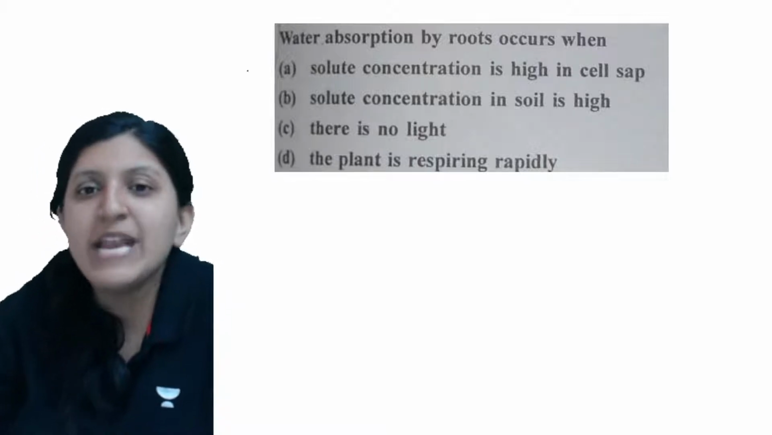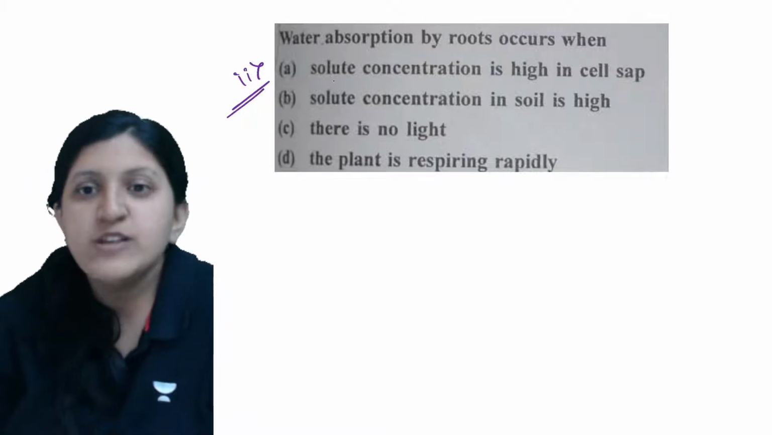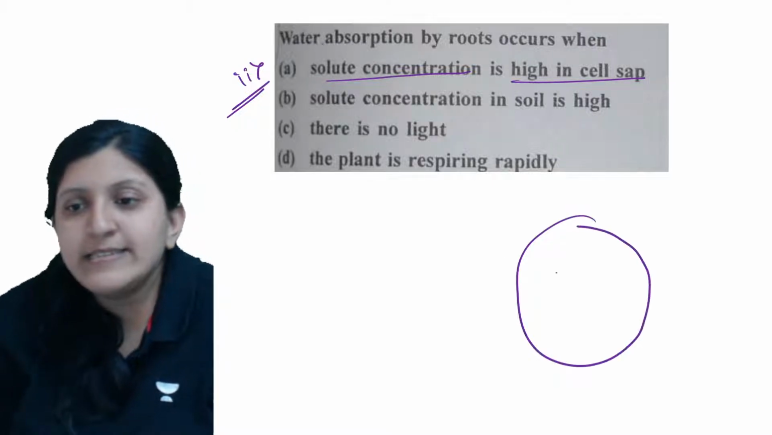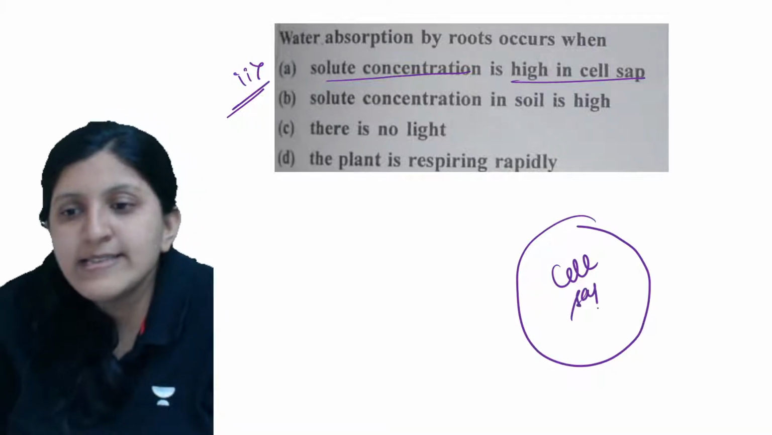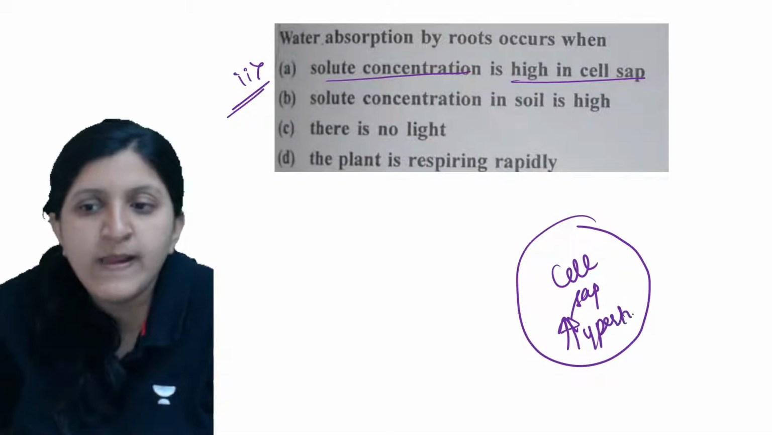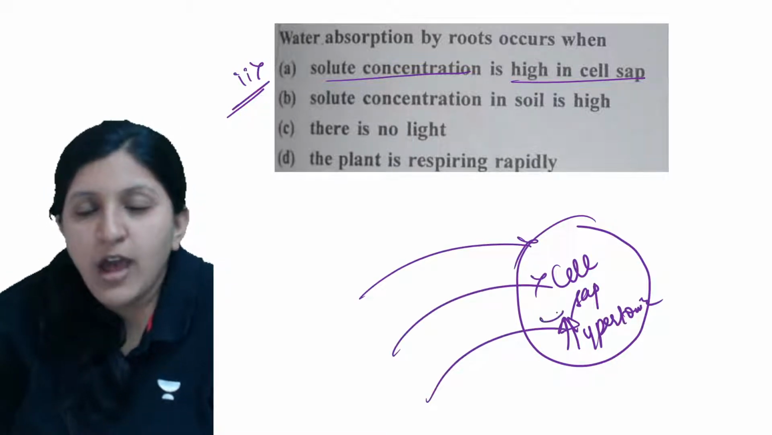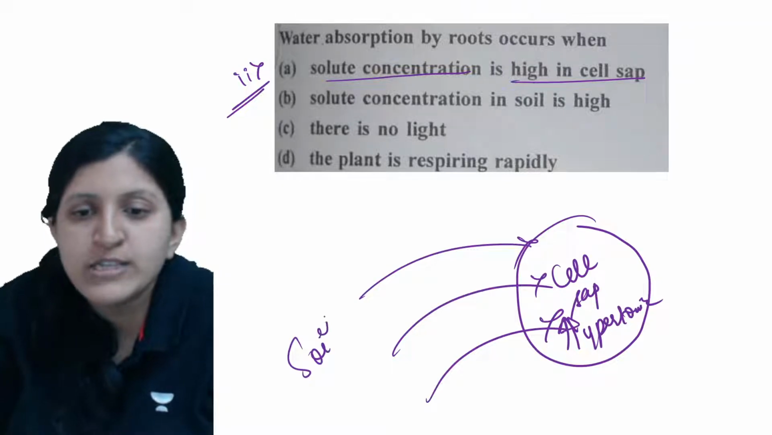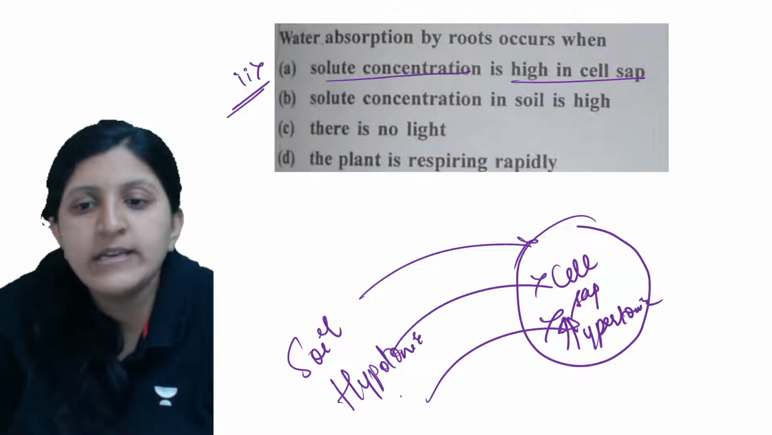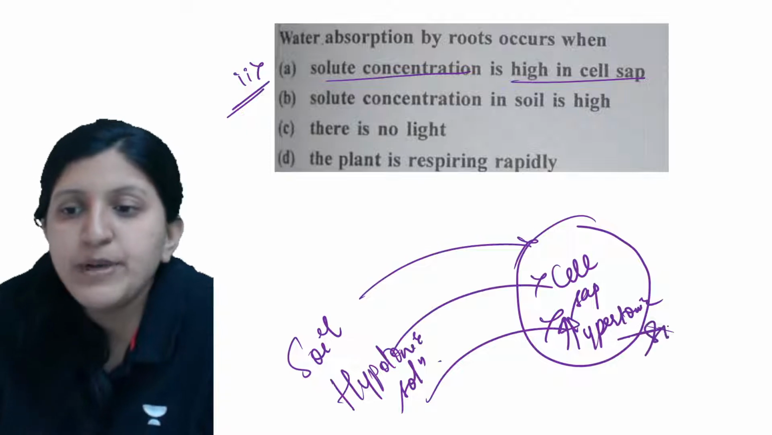So the second point of the characteristics of root hair explains water. Solute concentration is high in the cell sap, and that's why the cell sap is maintained as a high concentration, that is a hypertonic solution. So the water will start to move in from the surrounding soil, because the soil has a hypotonic solution, and inside is maintained a hypertonic solution.